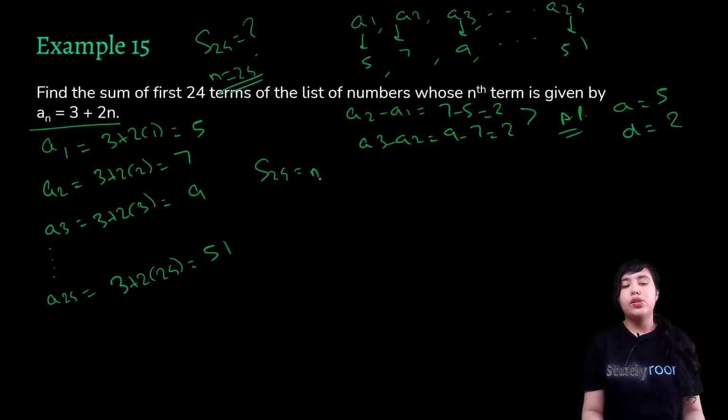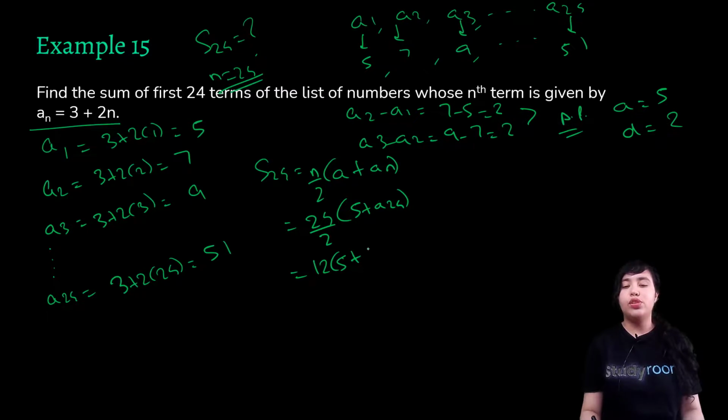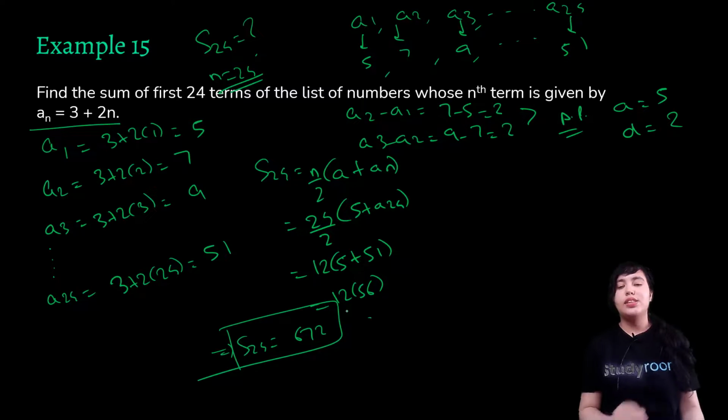Now if you want to find out S24, you already know the 24th term. So you can make use of this formula, n by 2 into (a plus an). Here n is 24, so 24 by 2, a is 5, plus here you can have a24. So that will become 12 into (5 plus a24, which is 51). So that is 12 into 56. So when you solve this, you get S24 as 672. So this is your answer.